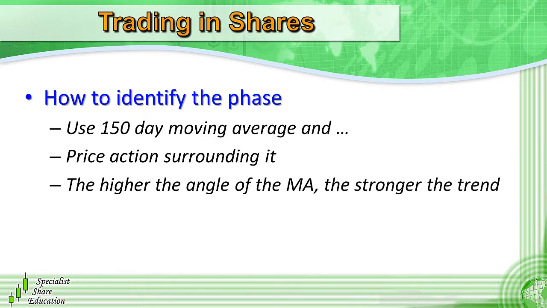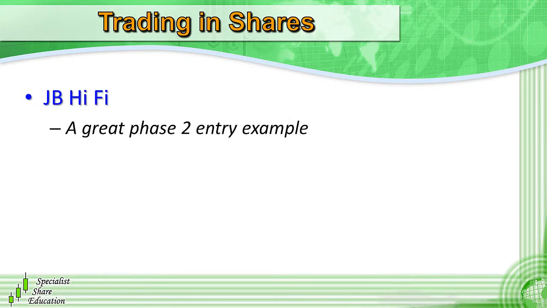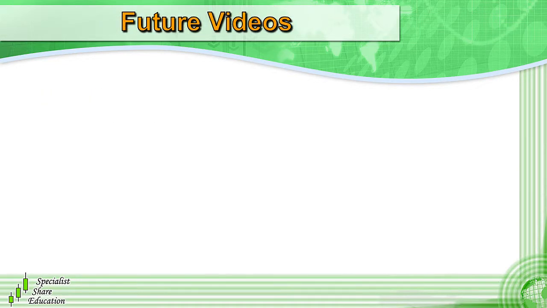So the key takeaways here are that the higher the angle of the moving average, the stronger the trend. So that's the thing to look for there. Now the other key point is that most people didn't really believe the rally for 4 months after the first very obvious signal had occurred.